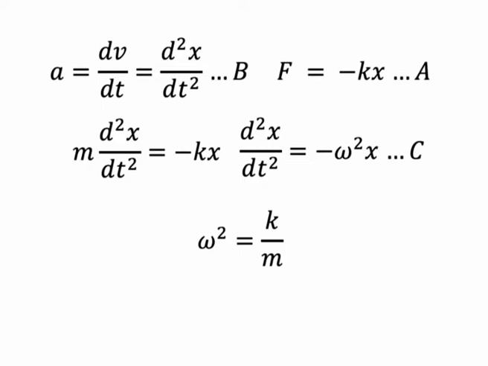Equation C is the equation of simple harmonic motion, and all simple harmonic oscillators have an equation of this form. It is a linear second order differential equation. Linear because each term is proportional to x or one of its derivatives, and second order because the highest derivative occurring in it is second order. The reason for writing the constant as omega squared will soon become apparent, but we note that omega squared is equal to the restoring force per unit displacement per unit mass.